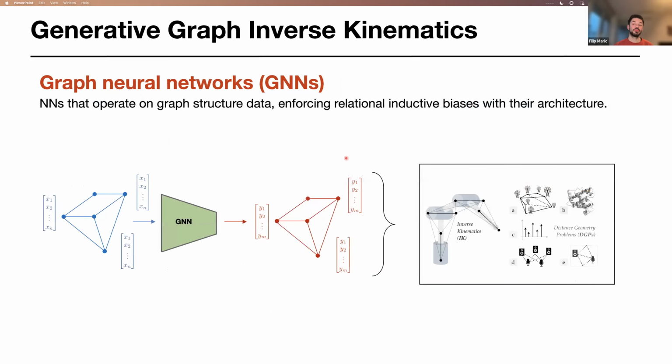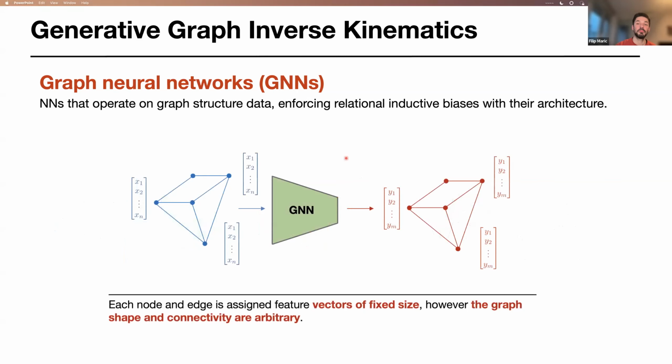And since we've shown that the distance-based IK problem admits a graph representation, it follows that it is in principle compatible with graph neural networks, or GNNs. These are architectures that have given interesting results in related distance geometry problems. So we decided to explore whether implementing this type of architecture would give interesting results in inverse kinematics.